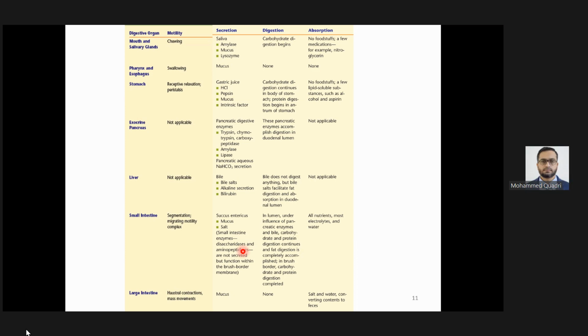Okay, so we have seen the secretion is coming to the small intestine from the pancreas, from the liver, and from succus entericus that is secreted from the crypts of Lieberkühn. Is that it? Am I right? Yes, doctor. Okay, so now from so many places the secretions are poured into the small intestine.